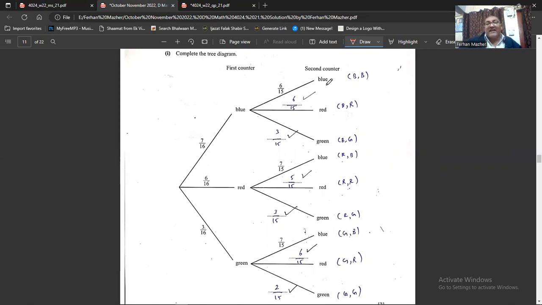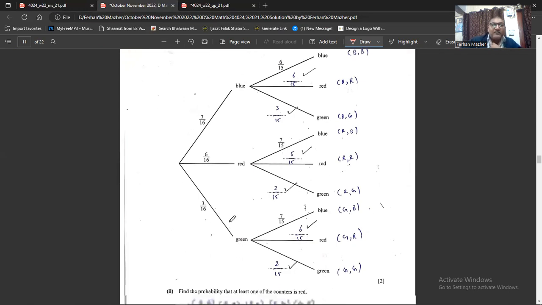So now the chance of getting a blue will be 6 by 15, getting a red will be 6 by 15, and getting a green will be 3 by 15, because their number has not changed, only the total and the blue have changed. So if the red one comes first, then getting a blue, red, and green will be 7 by 15, 5 by 15, and 3 by 15. You see, this number has decreased by 1. If a green is already out, then getting blue, red, and green will be 7 by 15, 6 by 15, and 2 by 15.